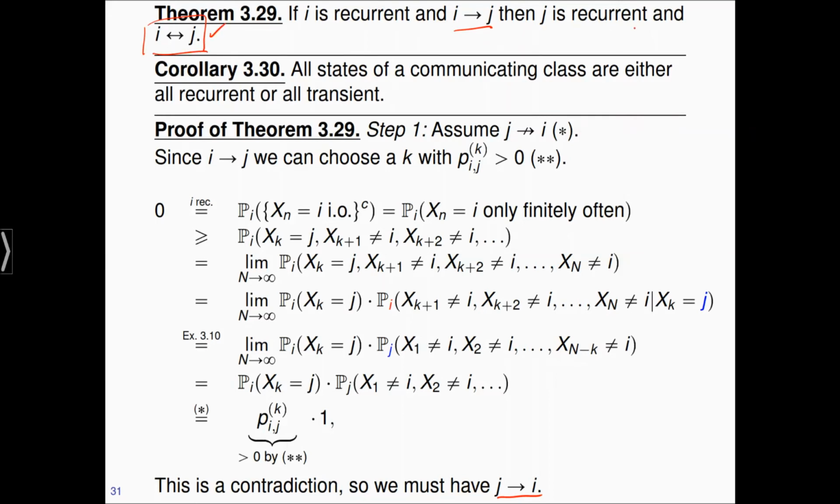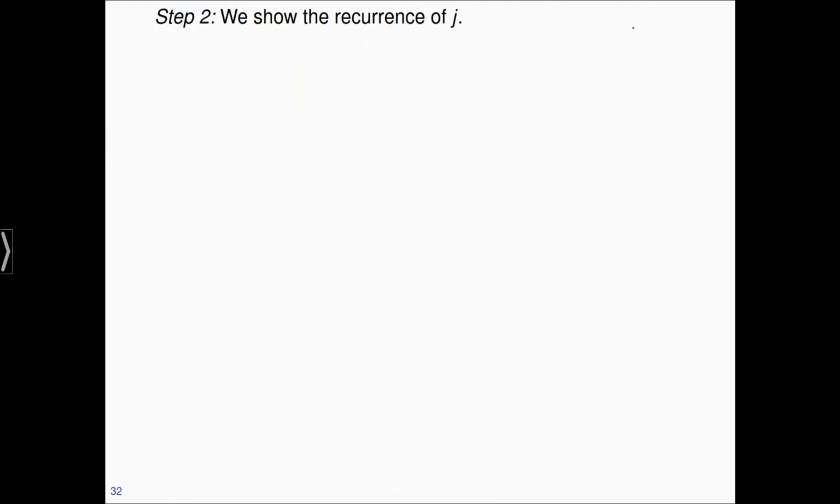And it remains to be seen that j is recurrent. This is the purpose of the second page of the proof. So step 2 is to show that j is also recurrent. Since j can be reached from i, and we just showed that i can be reached from j, we know that there are n and m such that p_ji^(n) is positive and p_ij^(m) is positive. That's the definition of reachability. j can be reached from i and i can be reached from j.